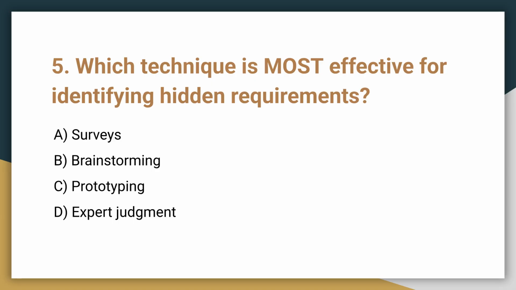Question 5. Which technique is most effective for identifying hidden requirements? A. Surveys, B. Brainstorming, C. Prototyping, or D. Expert judgment. The most effective technique is C. Prototyping, as it helps stakeholders visualize and identify gaps they might not be able to verbalize.